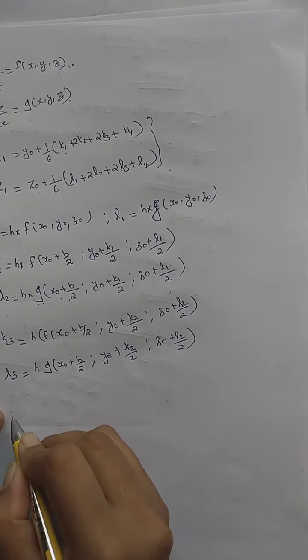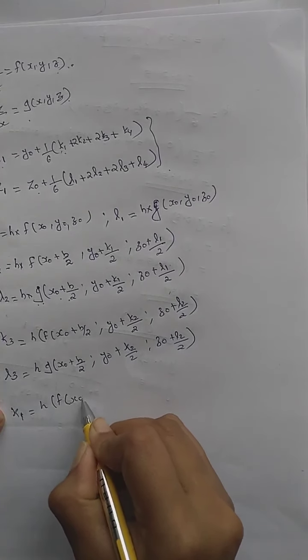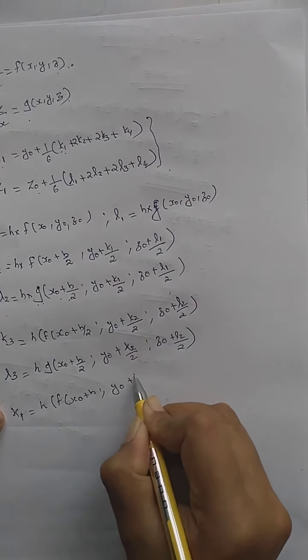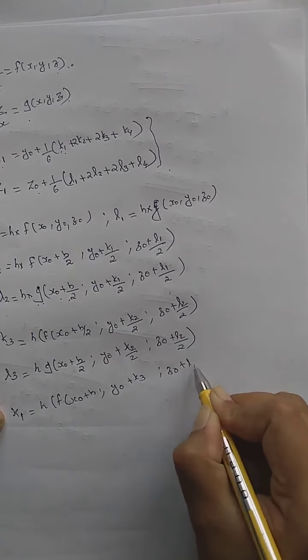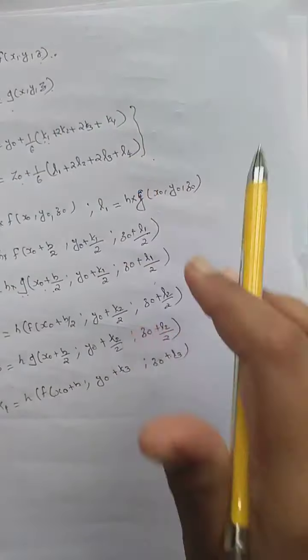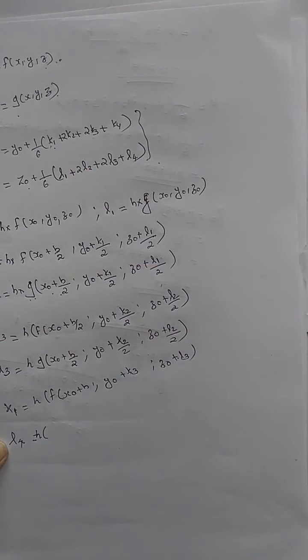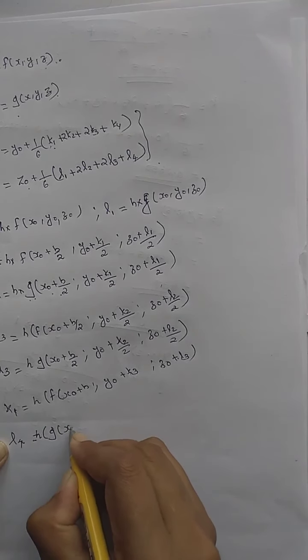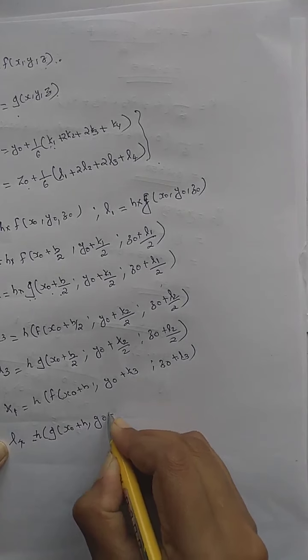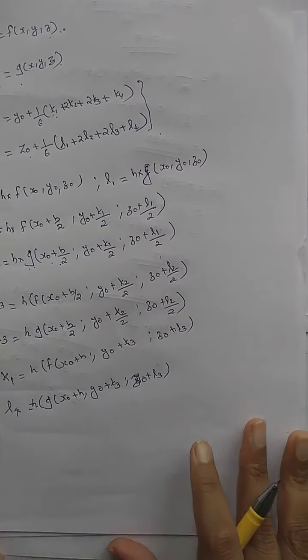Okay, then how can we find k4? k4 is equal to h into f of x0 plus h, y0 plus k3, and z0 plus L3. We have to substitute these values in this function and solve the equation. Similarly, L4 is equal to h into g of x0 plus h, y0 plus k3, z0 plus L3. Okay, now what do we have to do?